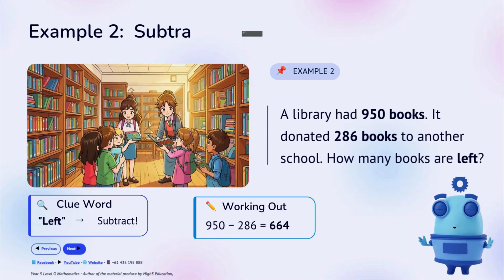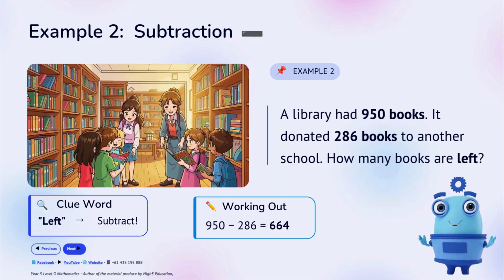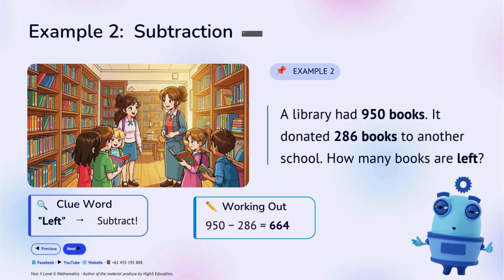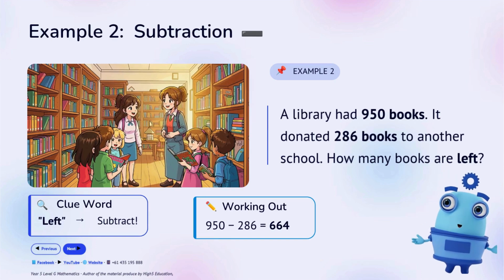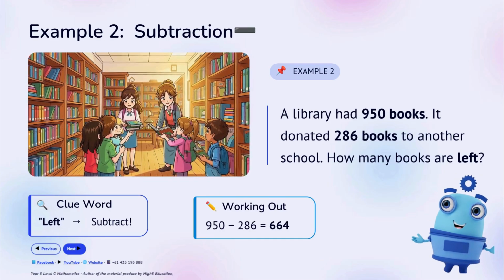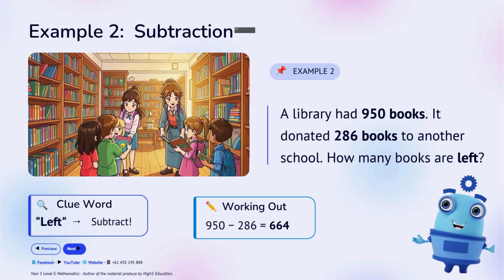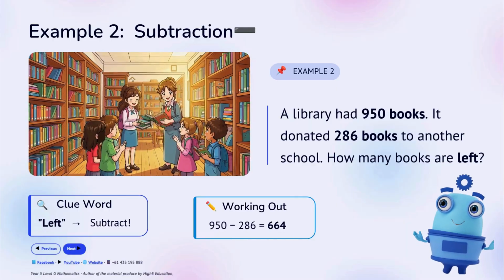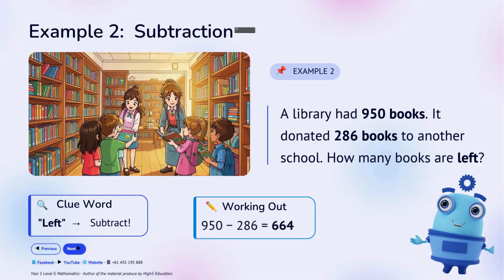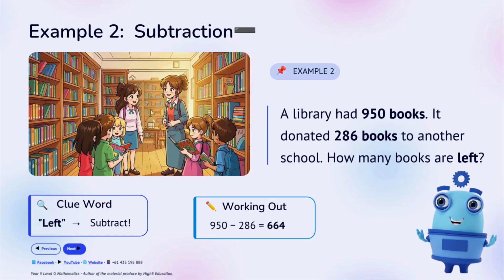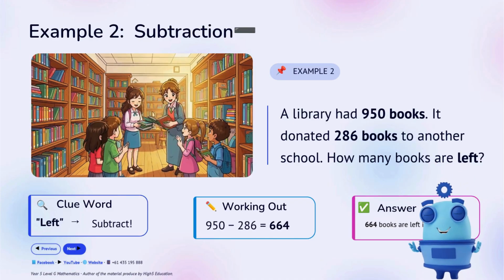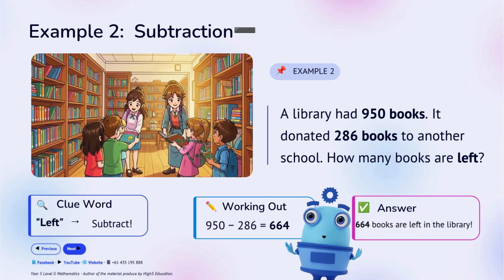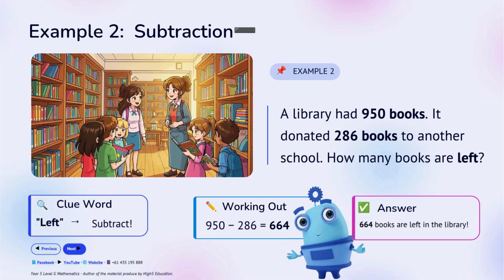Okay, let's go to the next example, number 2, which is subtraction. Here is the problem. A library had 950 books. It donated 286 books to another school. How many books are left? Okay, our clue word here is left, which means subtract. In order to solve the problem, you need to use subtraction. 950 minus 286 equals 664. So, the correct answer is 664 books are left in the library.